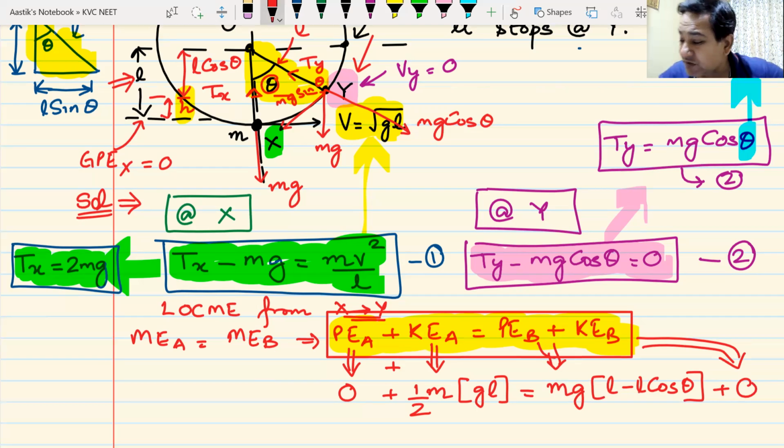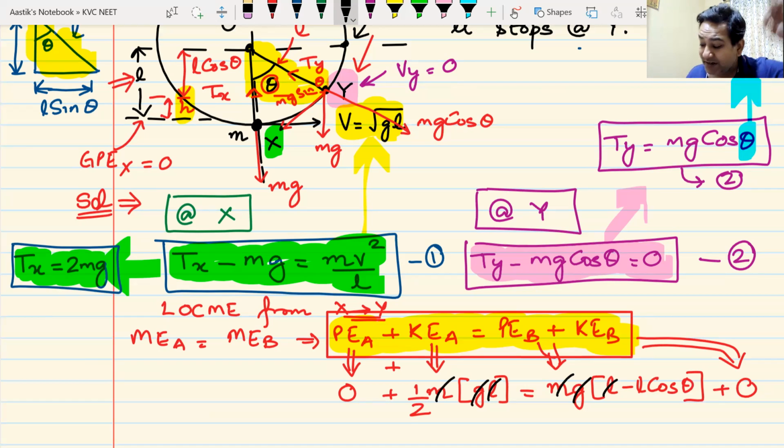Hence, we arrive at this equation. There are some things that can be cut. For example, M and M, G and G, L and L, and I have a very, very simple equation. I can find out the value of cos theta from there. Once I get the value of cos theta, I can put it in equation number 2.